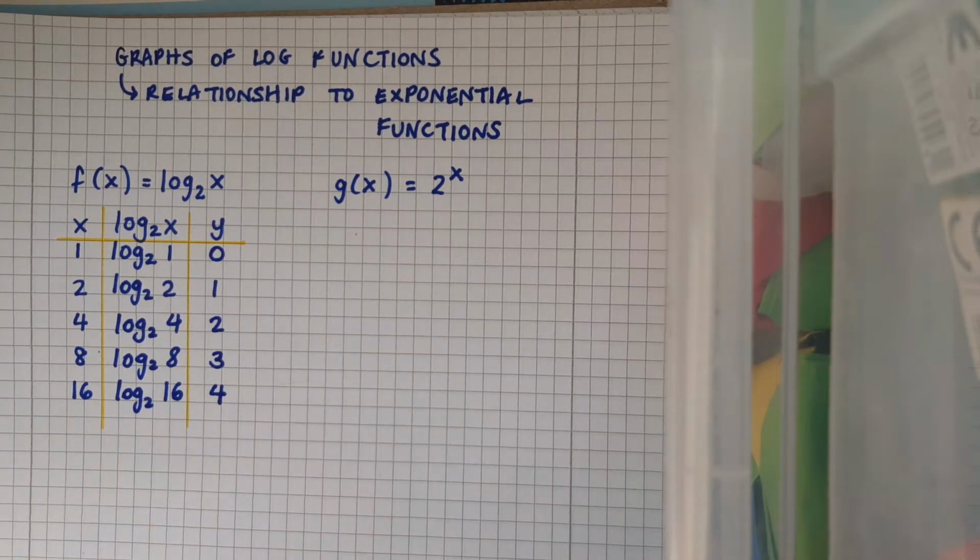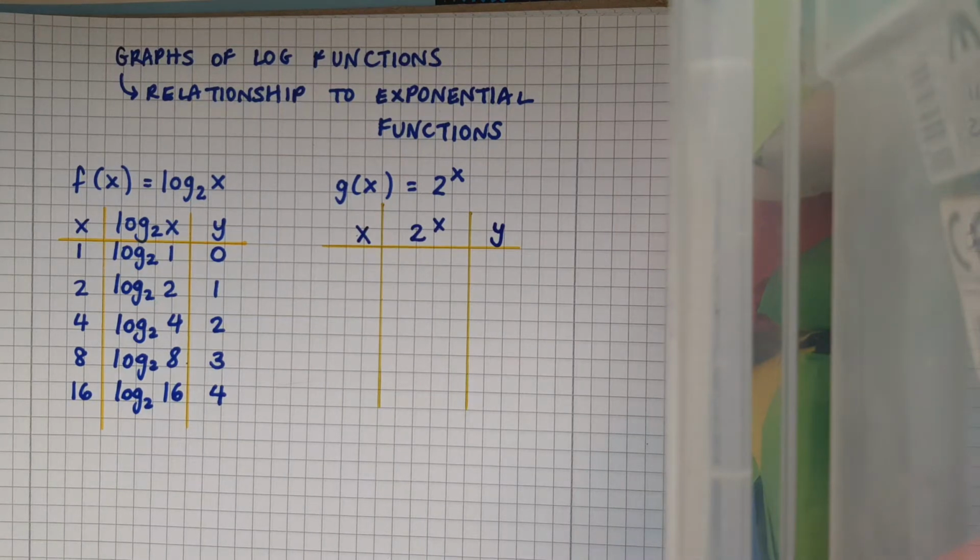For my exponential function, I'm putting in my headings: x, 2 to the x, and y. Again, I could write this as g of x if I wished.